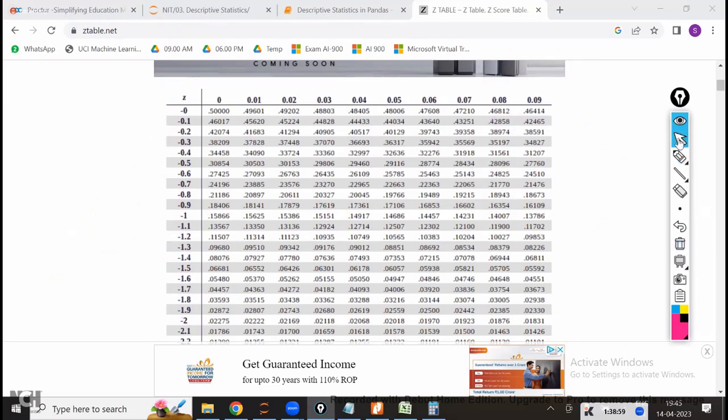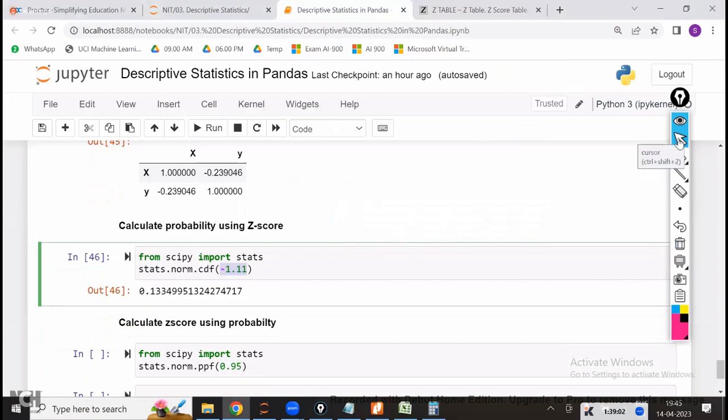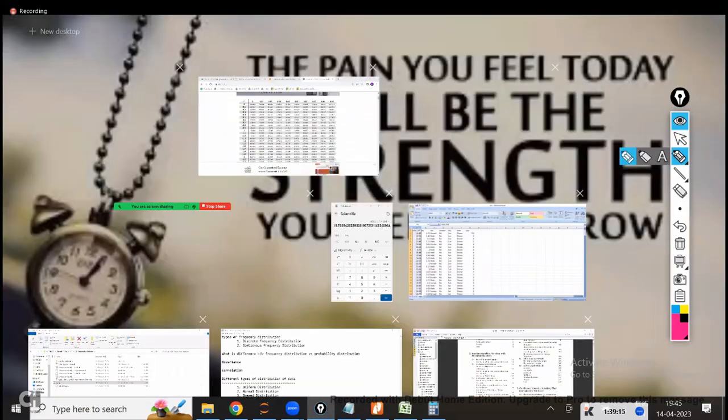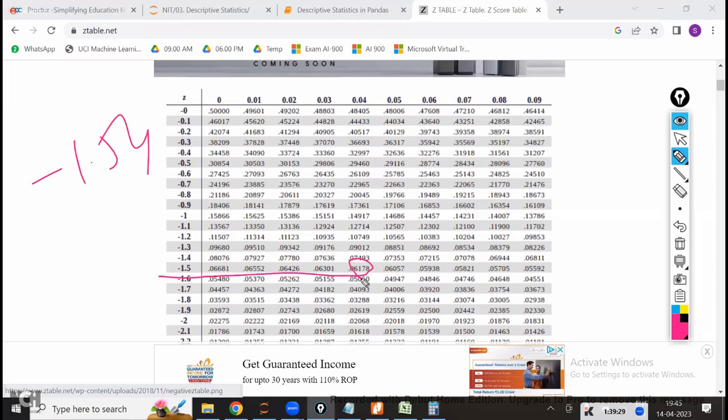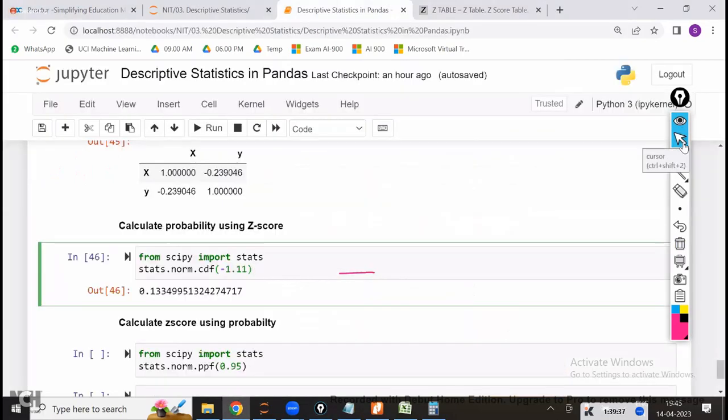So how to calculate that cumulative probability in Python? By using the CDF. CDF means cumulative density function. Give any value of your choice. Just for example, try minus 1.54. What is minus 1.54? Minus 1.5 is this row, and 4 means this column. This is the answer, which is 0.06178. 0.06178 for minus 1.54. Let us try the same thing in pandas.